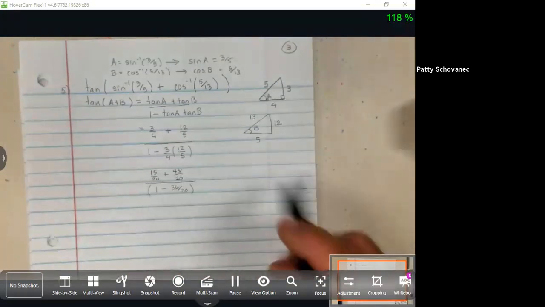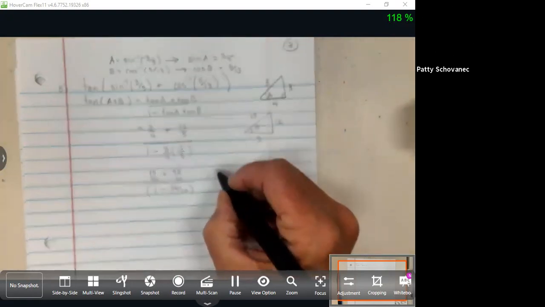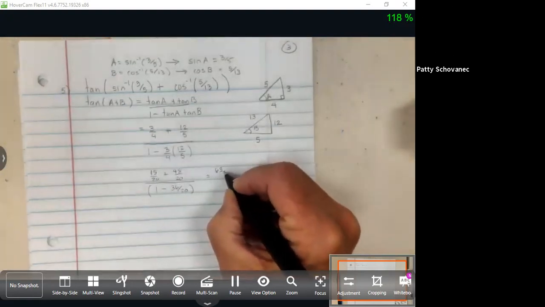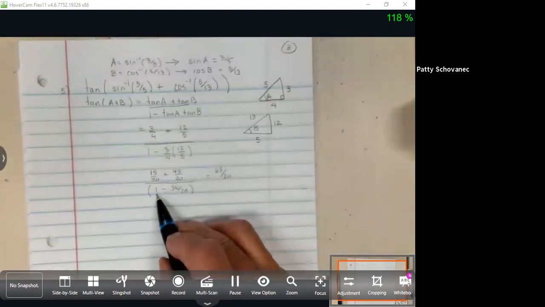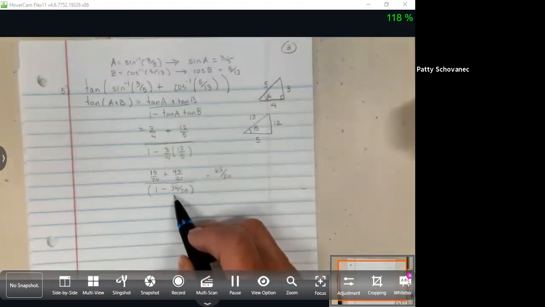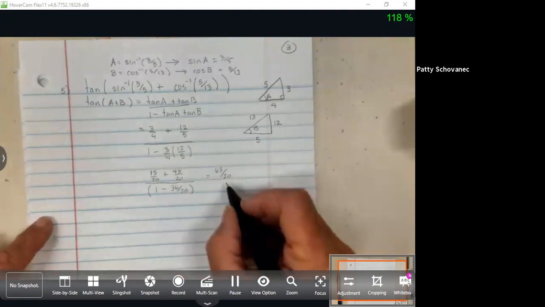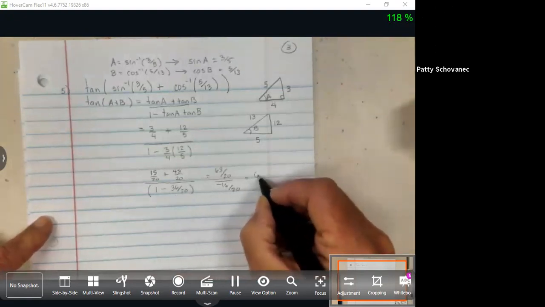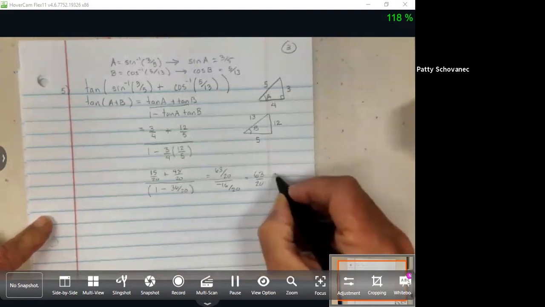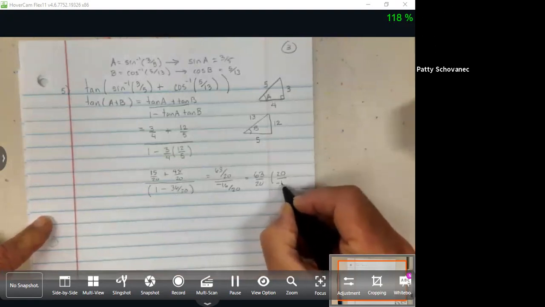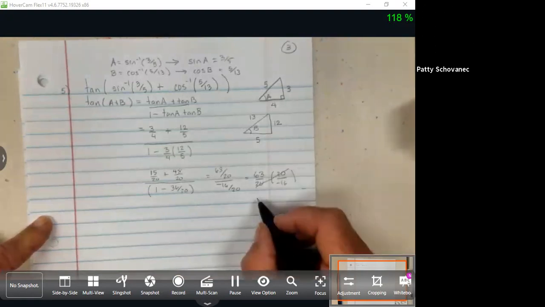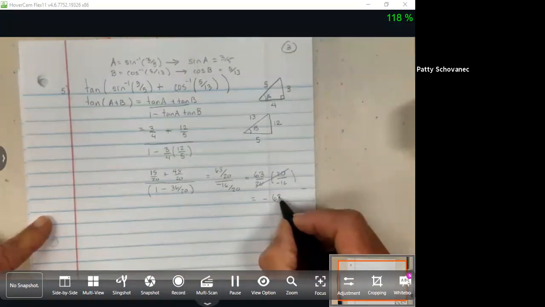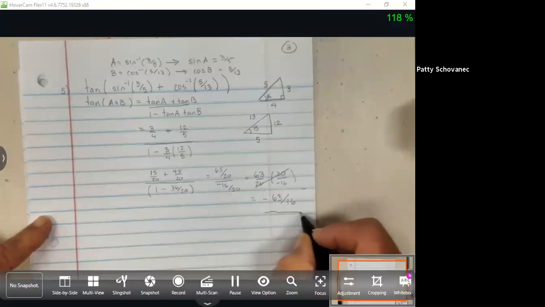15 plus 48 is 63/20. Think of this one as 20/20. 20/20 minus 36/20 is a negative 16/20. And when you flip and multiply, you can see that the 20s cancel, and you end up with a negative 63/16.